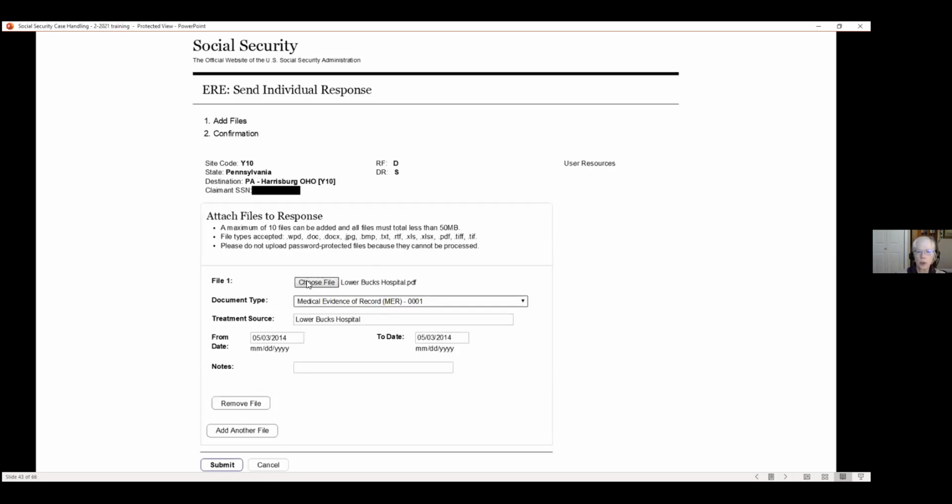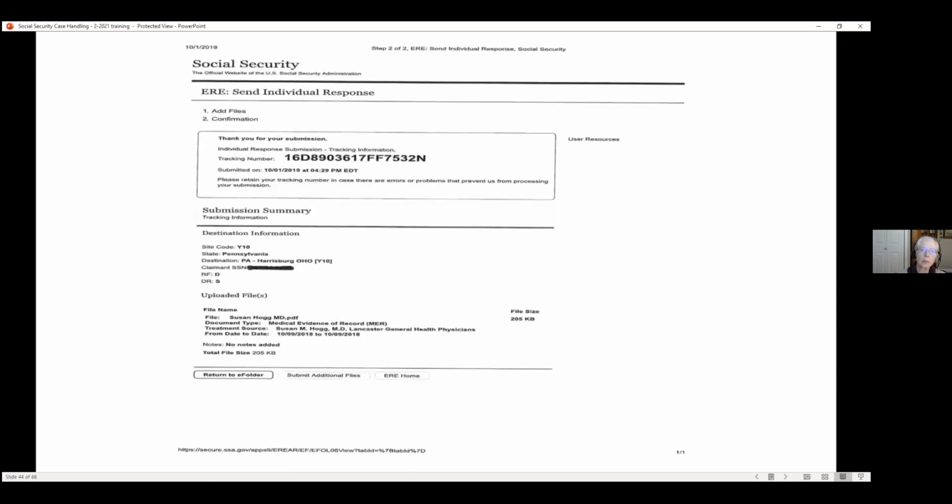So this is what you chose: a file. This is an example of my file name: Lower Bucks Hospital, and then medical evidence of record, the treatment source, the dates, and then you just keep going. And then you will get proof that you sent it.